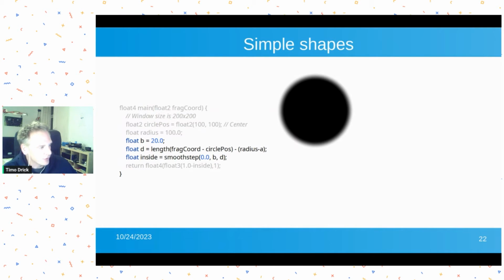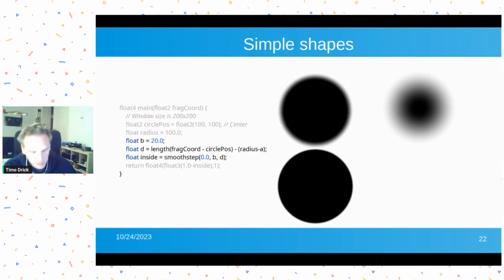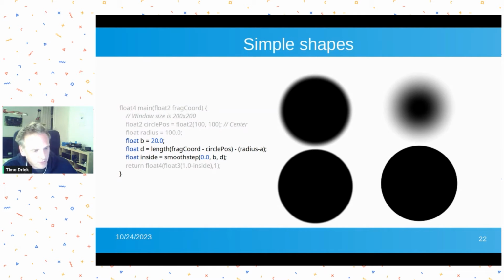We can also change this value. For example, when we use 80, then it looks like this. Or we can make it smaller. Then we get a sharper edge here. This is a value of 10. And here's the value of 2, I think. But then you can see pixelation again a little bit.